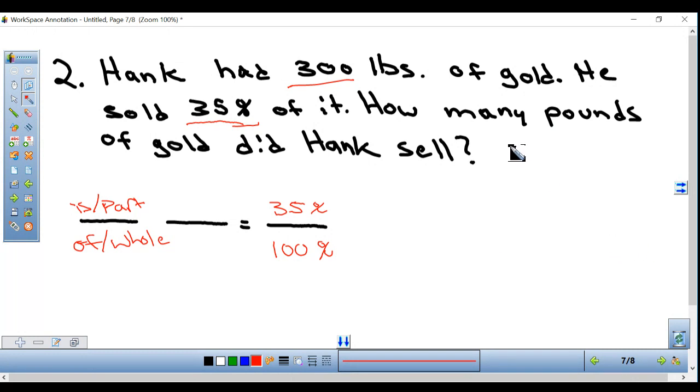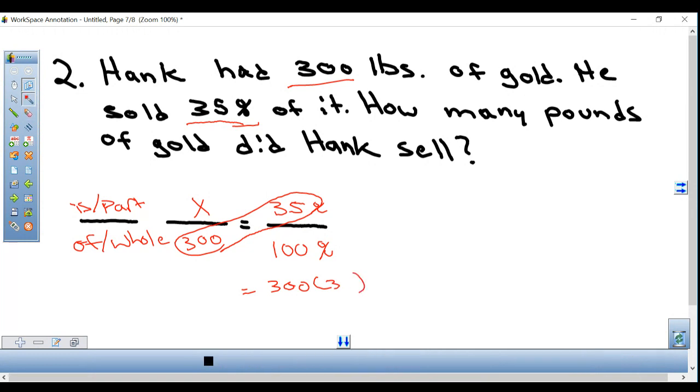All right, so he had 300. That's the total. That's what he had. That's our whole. So 300 is going on the bottom. How many pounds did he sell? We're trying to find that out. We know he sold 35% of it, but how many pounds of that is it exactly? So we do not know. That's our part. We don't know the part, but we know the whole. So we'll go ahead and do cross products first. This will always give us the right answer. 300 times 35 and 100 times x.